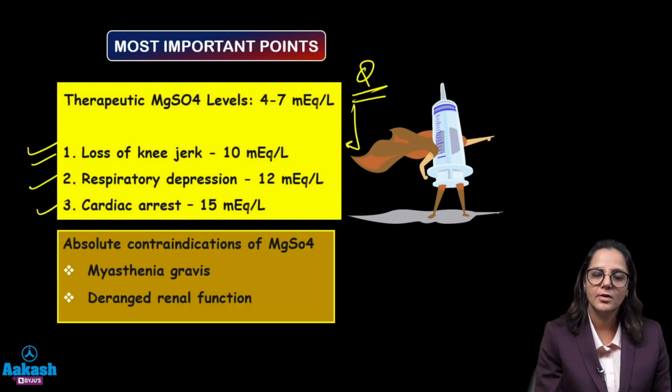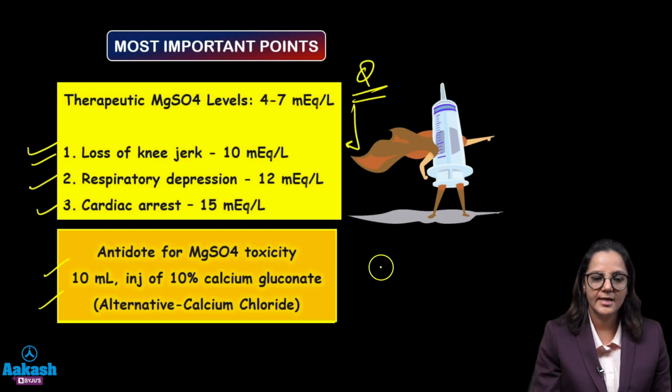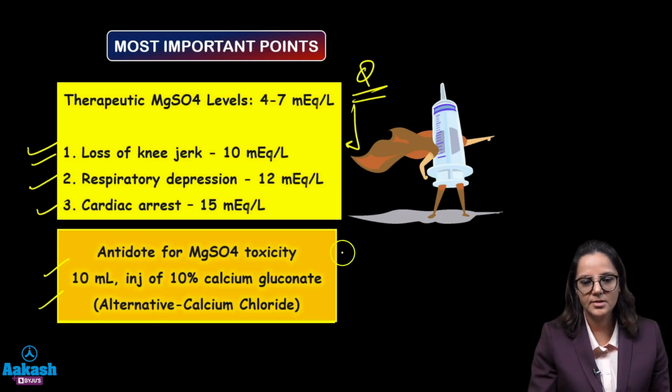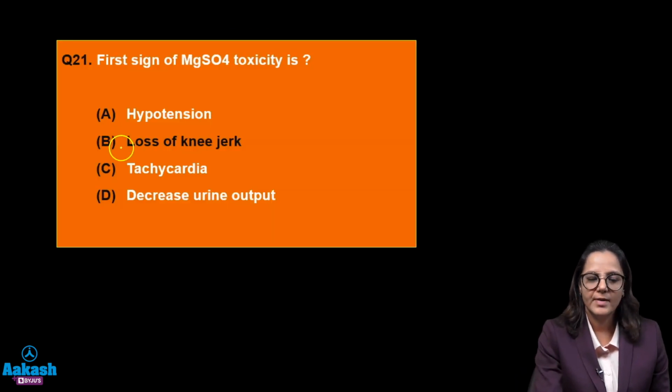What is the contraindication of magnesium sulfate? So the contraindication is myasthenia gravis and deranged renal function. What is the antidote for magnesium toxicity? Antidote is 10 milligram injection of 10% calcium gluconate or calcium chloride. So the first sign of magnesium toxicity is loss of knee jerk.